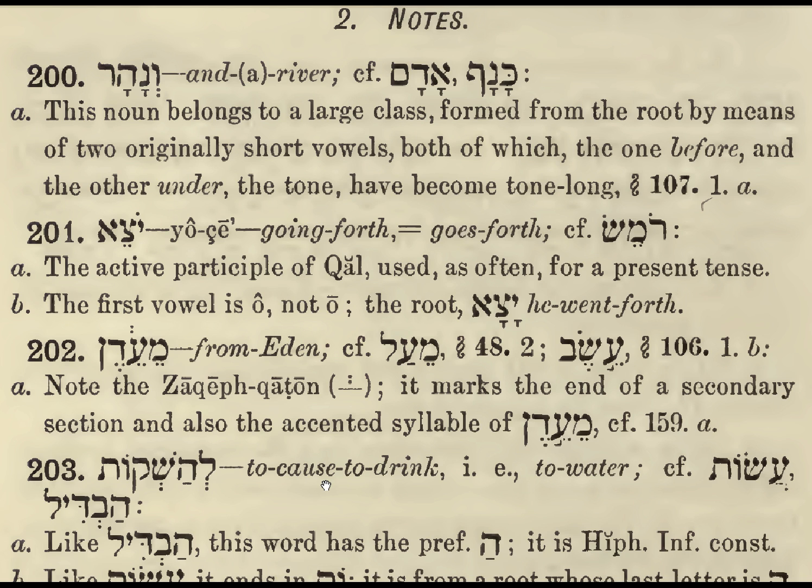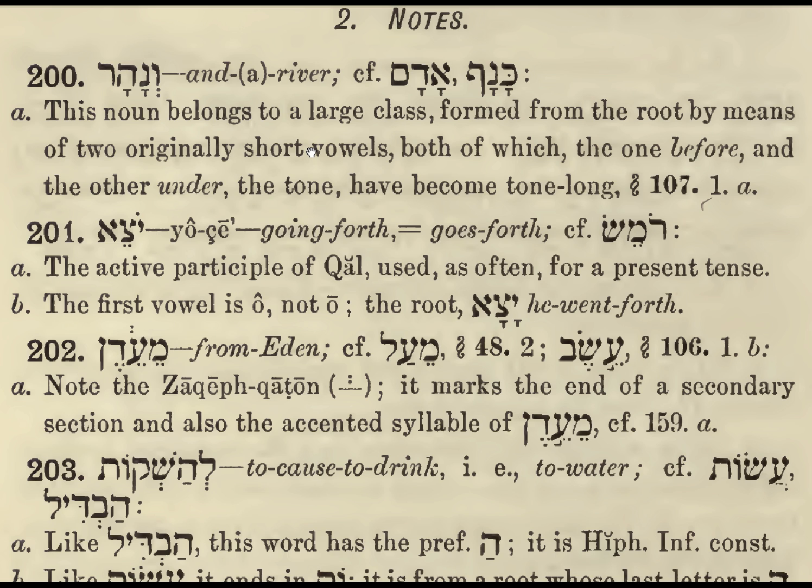Chapter 19, which is chapter 20 in Harper's Introductory Hebrew Method textbook, and we're going through Genesis. V'nahar, and river, and a river. Compare this with Adam and Kanaf.